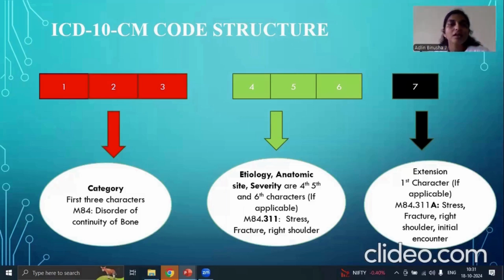Okay, because in a medical report, they will for sure mention it is a fracture, but they might miss mentioning where the fracture is, or whether it happened by stress or some other reason. They might also miss to file the encounter. So the last four may be applicable or may not be applicable. But the first three digits, this category, will be there for sure.